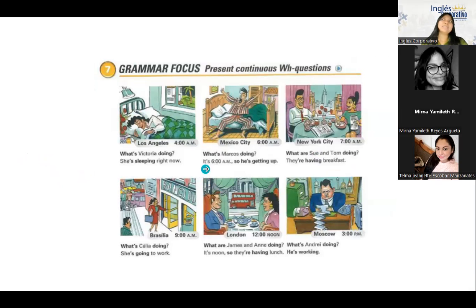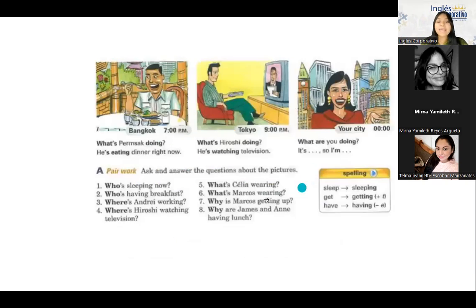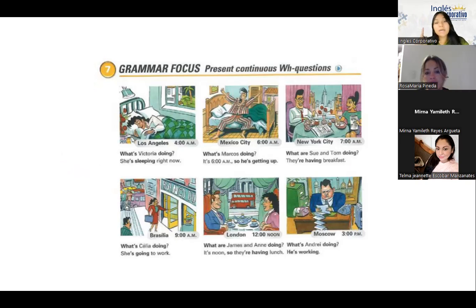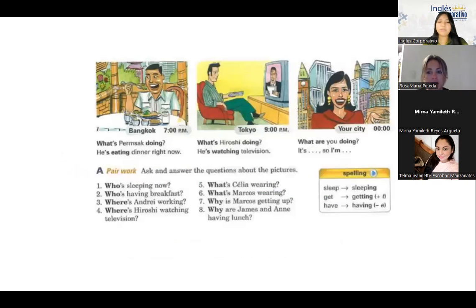Why? ¿Por qué se está levantando? Because he's getting up. Okay. La pregunta es, why is Marcos getting up? ¿Por qué cree usted que se está levantando? Because it's 6 a.m. Correct. Very good. And the last one.